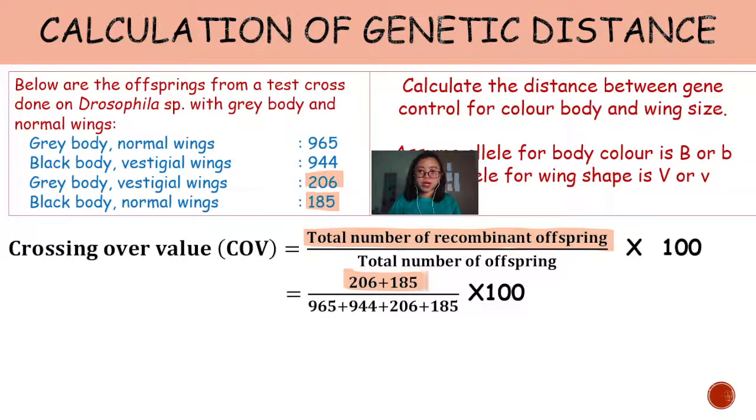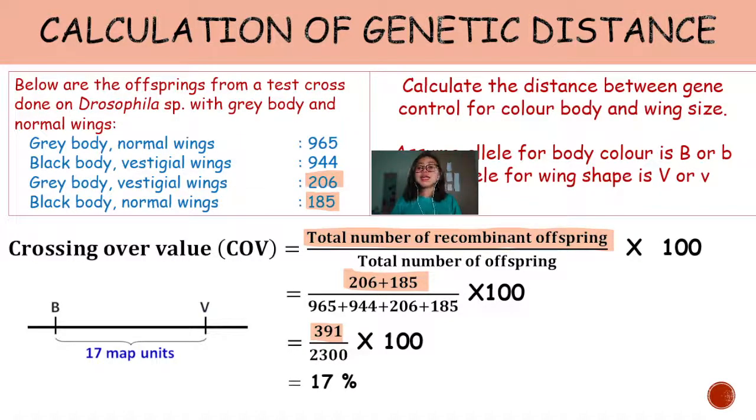Masa kamu buat kiraan, letaklah di bawah macam tu. 206 plus 185 divide by everything else. 965, 944, 206, 185. Times by 100. Kira-kira tekan calculator, kamu akan dapat 391 over 2,300 times by 100. And you will get 17%. Apa maksud 17% ni? Lepas kamu kira-kira, kamu dapat 17%.